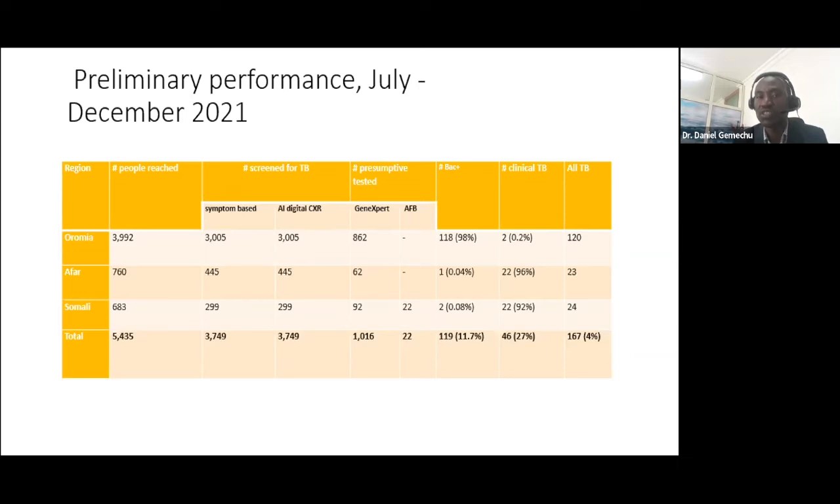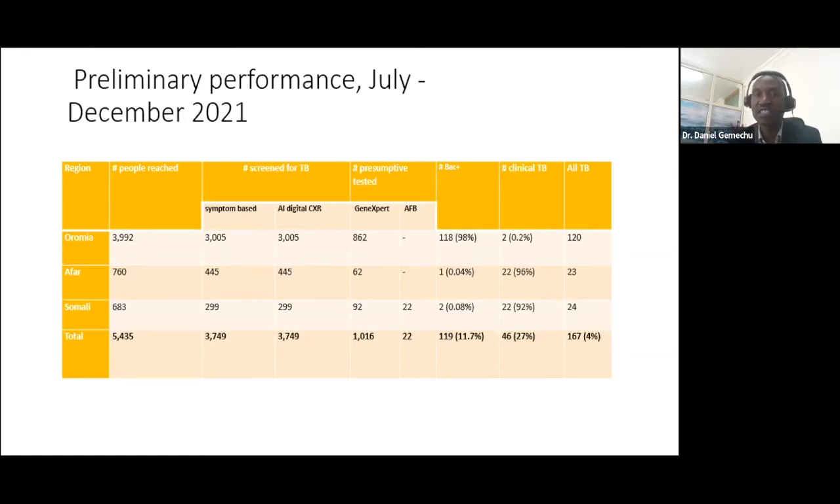And then initially we screened around 6,005 patients only using symptoms. And also the same patients accessed the AI digital X-ray CAD4TB. And then as you could see, the number of TB patients diagnosed from this is around 118 using bacteriological confirmation. And you could see how the CAD4TB has contributed in terms of reaching patients in the pastoralist community.